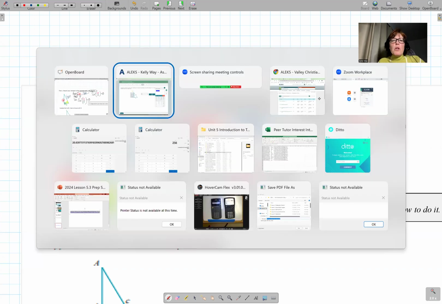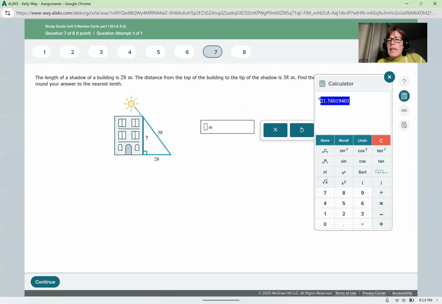So this is what it would look like on the ALEKS calculator. Notice we're going to do inverse sine, parentheses, and it was 15 divided by 17. Notice the parentheses there, equals, oops, what's this? Okay, inverse sine, and 15 divided by 17.